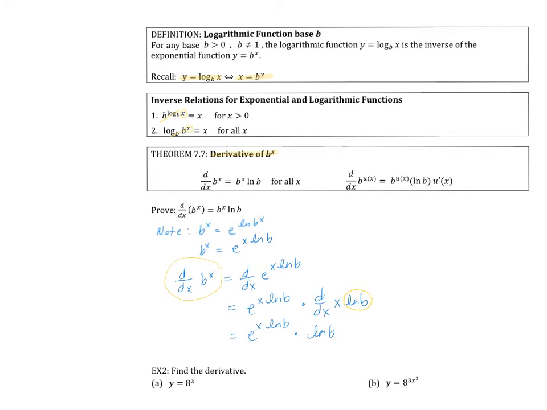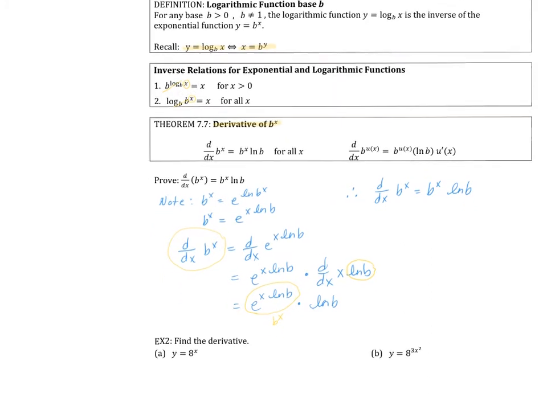But recall what this was equal to. That's b to the x from the beginning. So therefore, the derivative with respect to x of b to the x is equal to b to the x times the natural log of b. All that says is it stays the same times the natural log of the base.